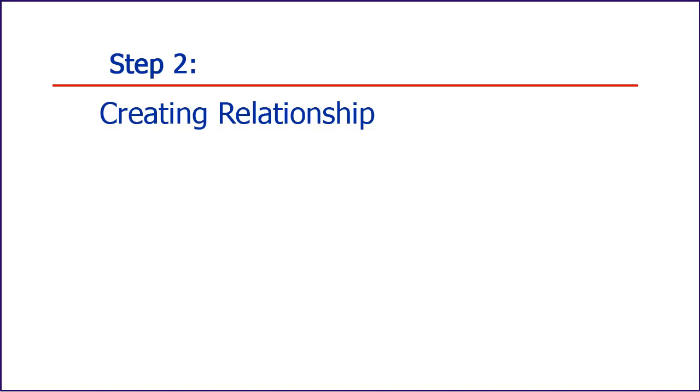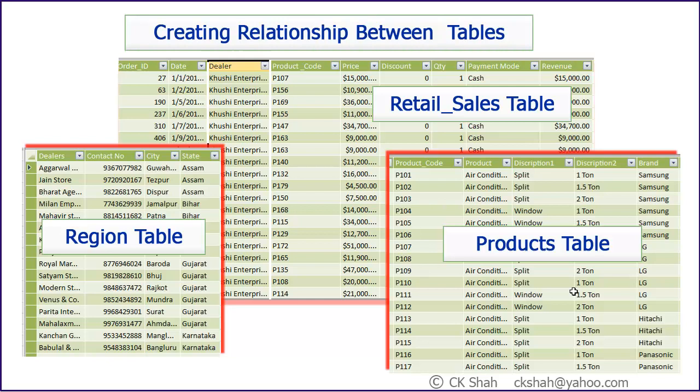Before creating relationship, let us see basic requirement. To create relationship between tables, we will need at least one common field between the tables. Let us have a look at different fields of these tables. When you observe, you will notice that product code field is present in both product as well as in retail sales tables. Same way, dealers field is common field in retail sales as well as in region tables. We can use these common field present in these tables to create relationship between these tables.